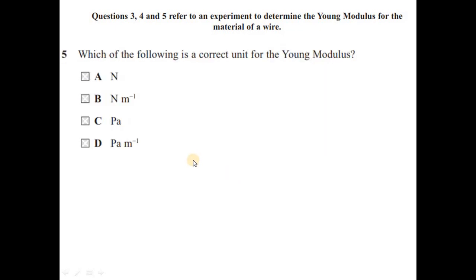Question number 5, which of the following is the correct unit for the Young modulus? As you can see, the Young modulus is the ratio of stress over strain, and stress is force per unit area, which is Pascal, and strain has no unit. That means the Young modulus has a unit of only Pascal. Option is C.